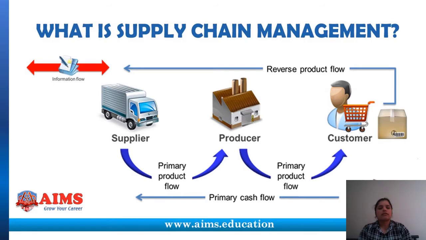Now this image shows what supply chain management is. It shows the overall process of supply chain management. In supply chain management, there are 3 parties, that is supplier, producer, and consumer. These are the main 3 parties. Supplier supplies the material for production, and the producer produces the product, and then it goes to the consumer for final consumption. In supply chain there is an information flow as well as cash flow, like cash flow from customer to producer and from producer to supplier.